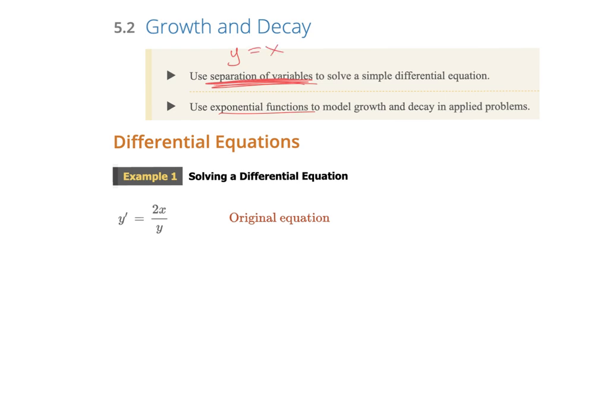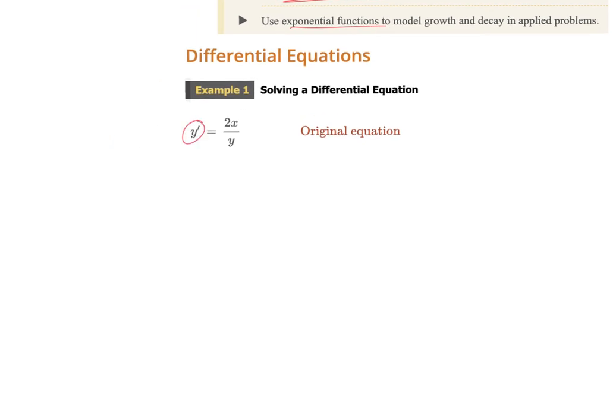Okay. Now, one of the things that I like to think of is here we have our y prime, which we have used, but we've also used dy dx. And when I solve differential equations, I like to deal with dy dx because I have to get this x over on that side. At this point, here's my equation. I'm just going to cross multiply. So I'm going to go y times dy equals 2x dx.